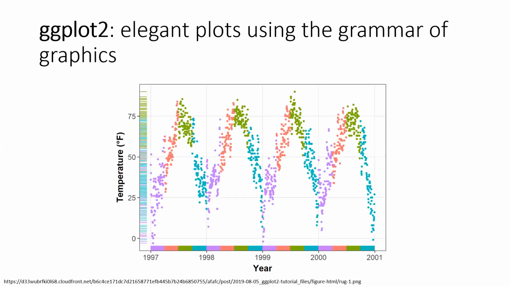So here's an example of a plot that ggplot2 could make. You can see here, over the course of a few years, the average temperature throughout the day, and you can see that it fluctuates with the seasons. So it's a really nice, elegant way to represent that data.